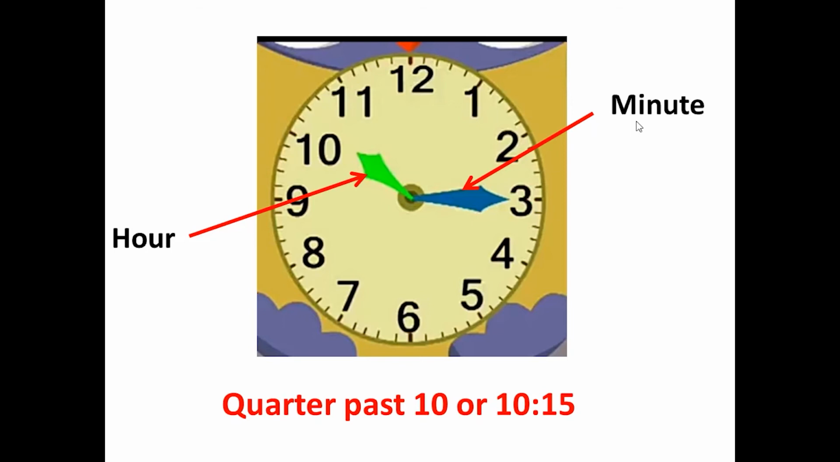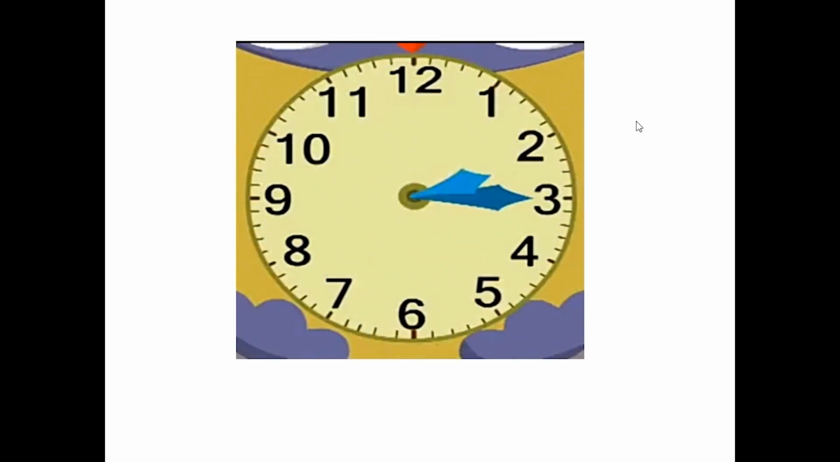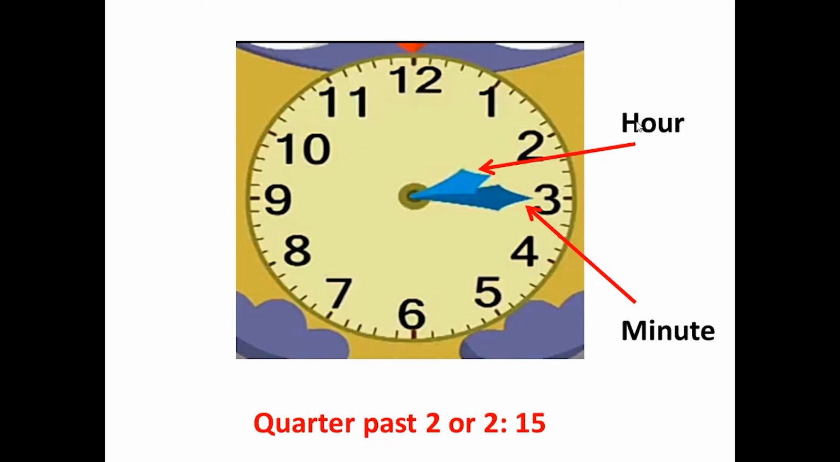Now see one more clock. See here, this clock is showing a different time. Now here also the minute hand is at 3 and the hour hand is a little after 2. So we say that the time is quarter past 2 or 2:15.